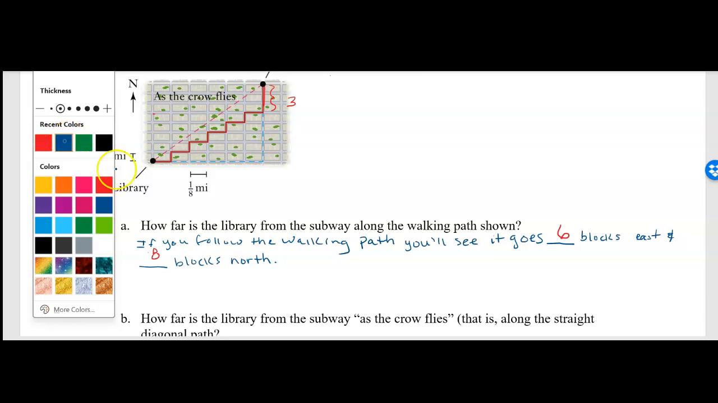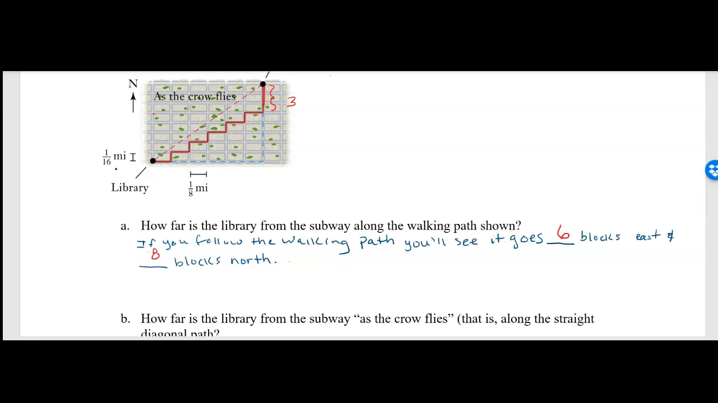Okay. Well, we've got how many blocks we're walking, and guess what else we know? We know the distance for each one. The distance of the east-west, if you see right here, is 1/8 of a mile. So that means 6 blocks times 1/8 of a mile, because that's what you're doing for each of those. Plus, we're doing 8 blocks north, and we were told over here that each block is 1/16 of a mile. There we go. Well, now we multiply it out.